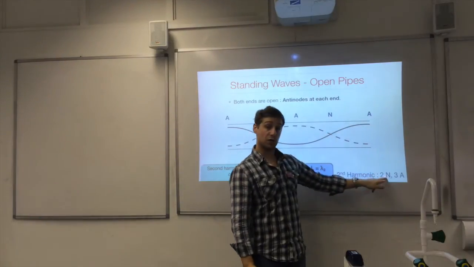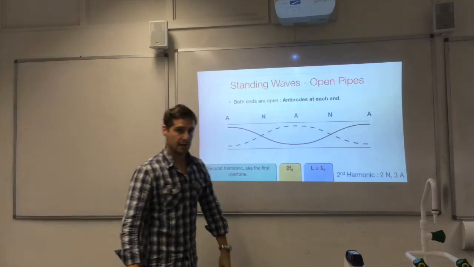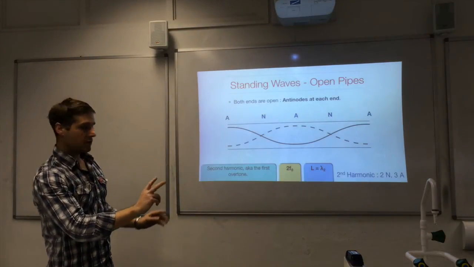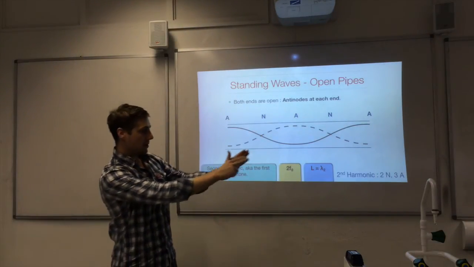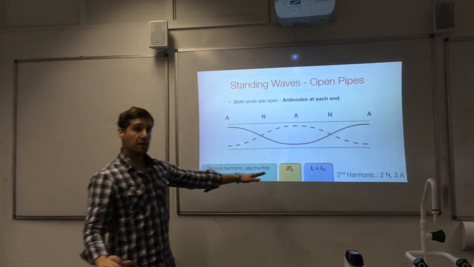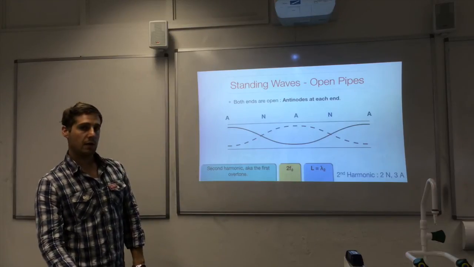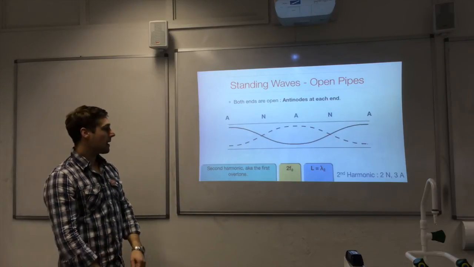Second harmonic, we have 2 nodes instead of 2 antinodes, you see. So we've got 2 nodes and 3 antinodes. So we've got second harmonic, 2 nodes, and then we have +1 antinode. We've doubled the frequency, halved the wavelength. λ2 is half the size of λ1.